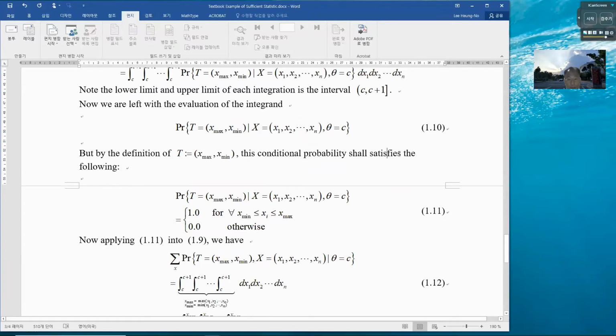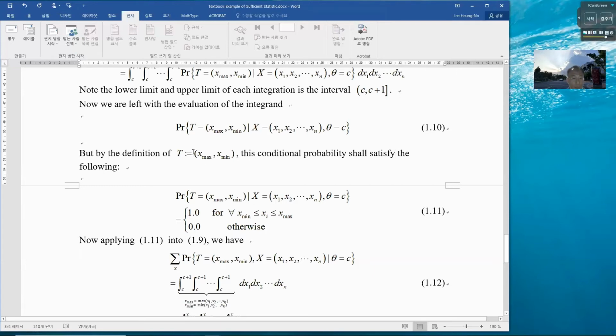I have a typo here. This is... we are left with the evaluation of the integrand, which is this one. But by the definition of T, which is the X max and X min, but since the order has been switched, we can evaluate this as well.